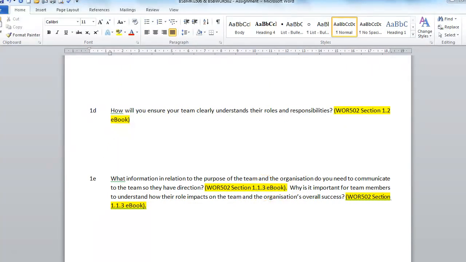Let's do 1.1.3. And why is it important for team members to understand how their role impacts on the team and the organization's overall success? So that will be in 1.1.3 as well. I know they seem very similar questions, but I'm sure you guys will figure it out. So this is all about how they fit in with the organization and how what they're doing is effectively achieving the organization's goals.